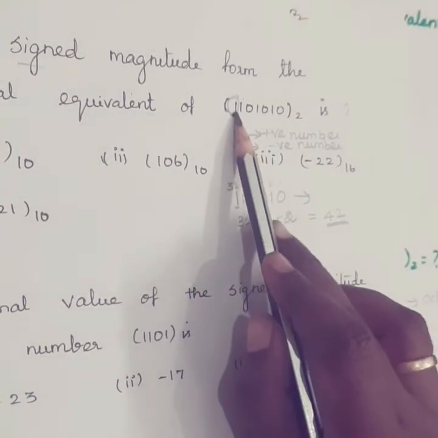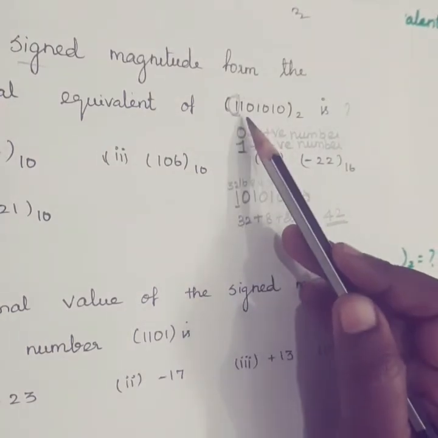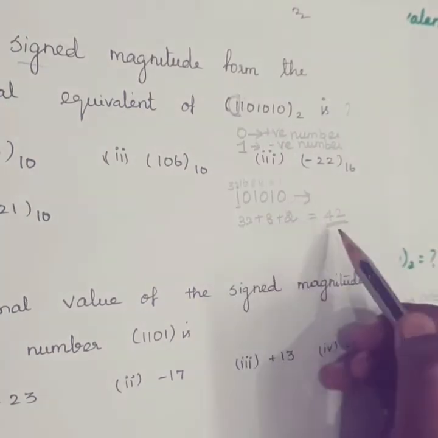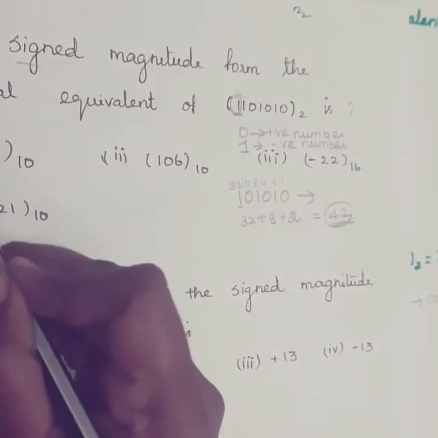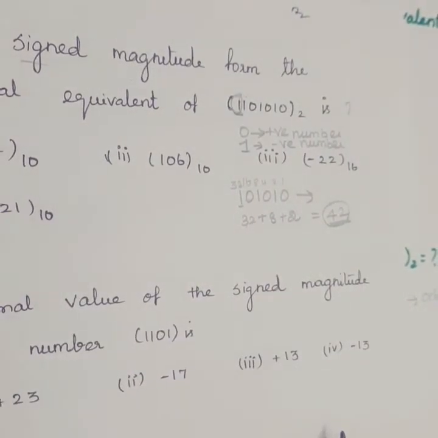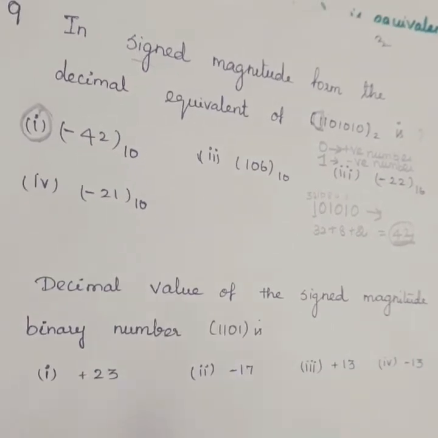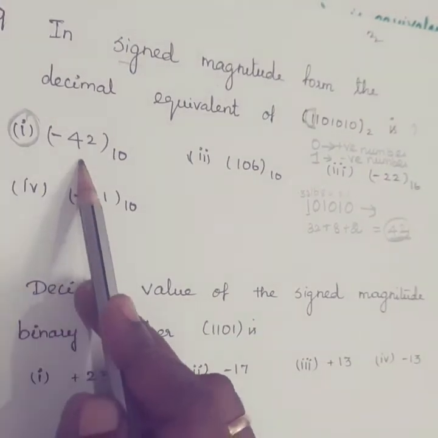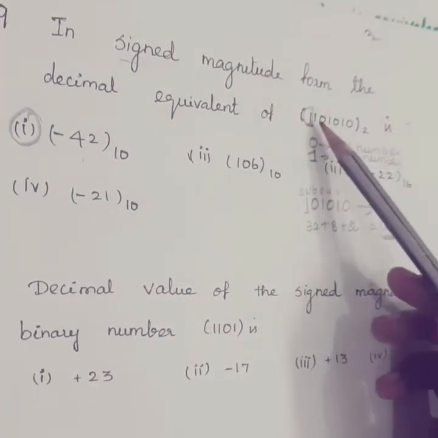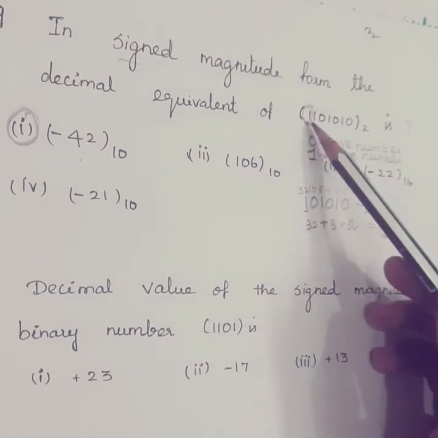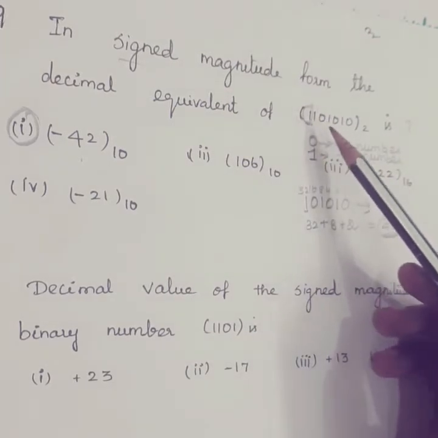The most significant bit is 1, so the number is a negative number and the decimal equivalent is 42. The answer is minus 42. So the first option is the correct one, minus 42. In sign magnitude form, the first bit is the sign bit, so here it is 1, so definitely the number is a negative number.